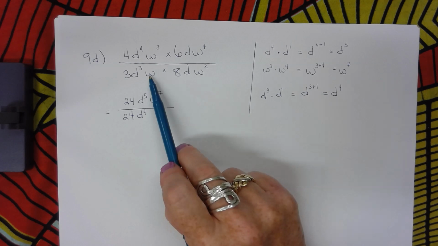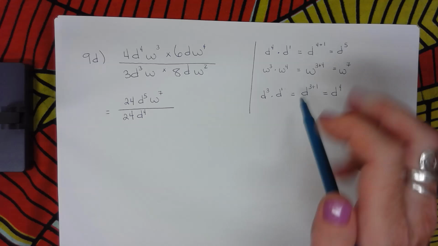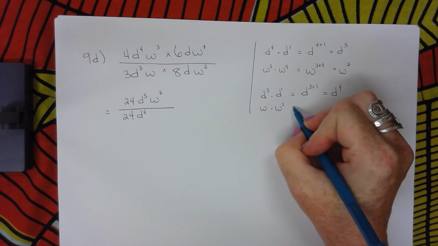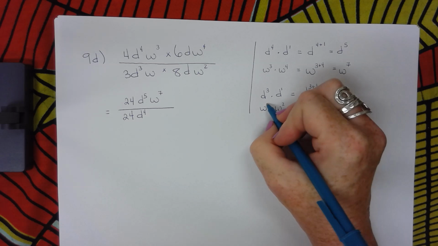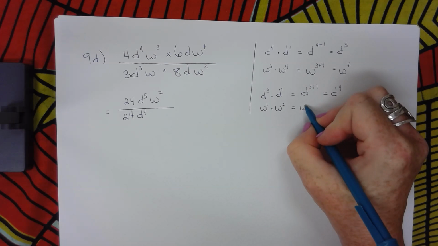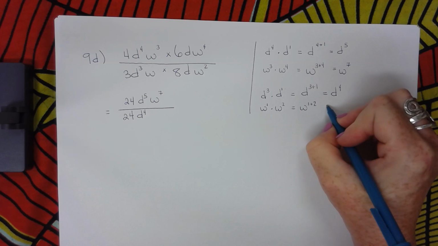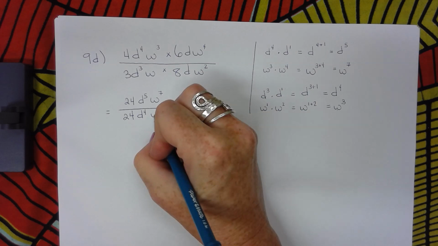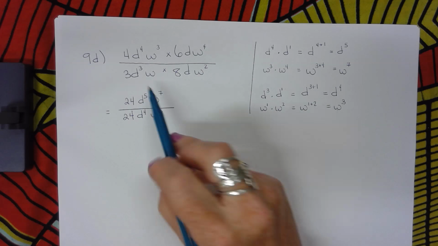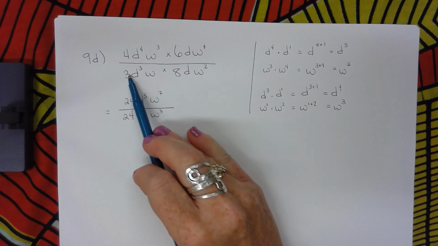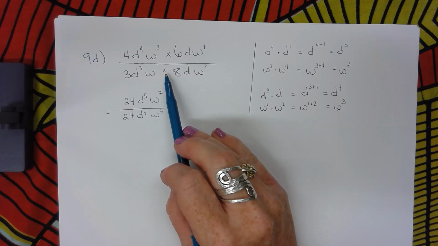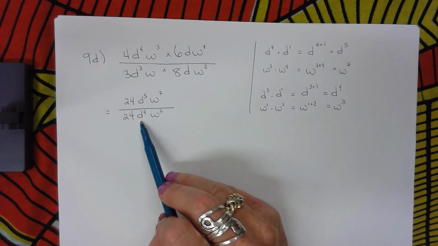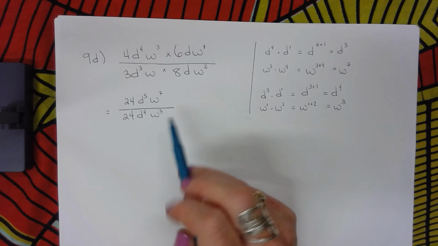And then I still have some variables left. I have my w's, so I'm going to do w times w squared. Again, I only have one w, so when I add the exponents, it's going to be 1 plus 2, which is 3. So w to the exponent 3. So now I have simplified the denominator. So 3d to the exponent 3w times 8d w to the exponent 2 is the same thing as 24d to the exponent 4 w to the exponent 3.